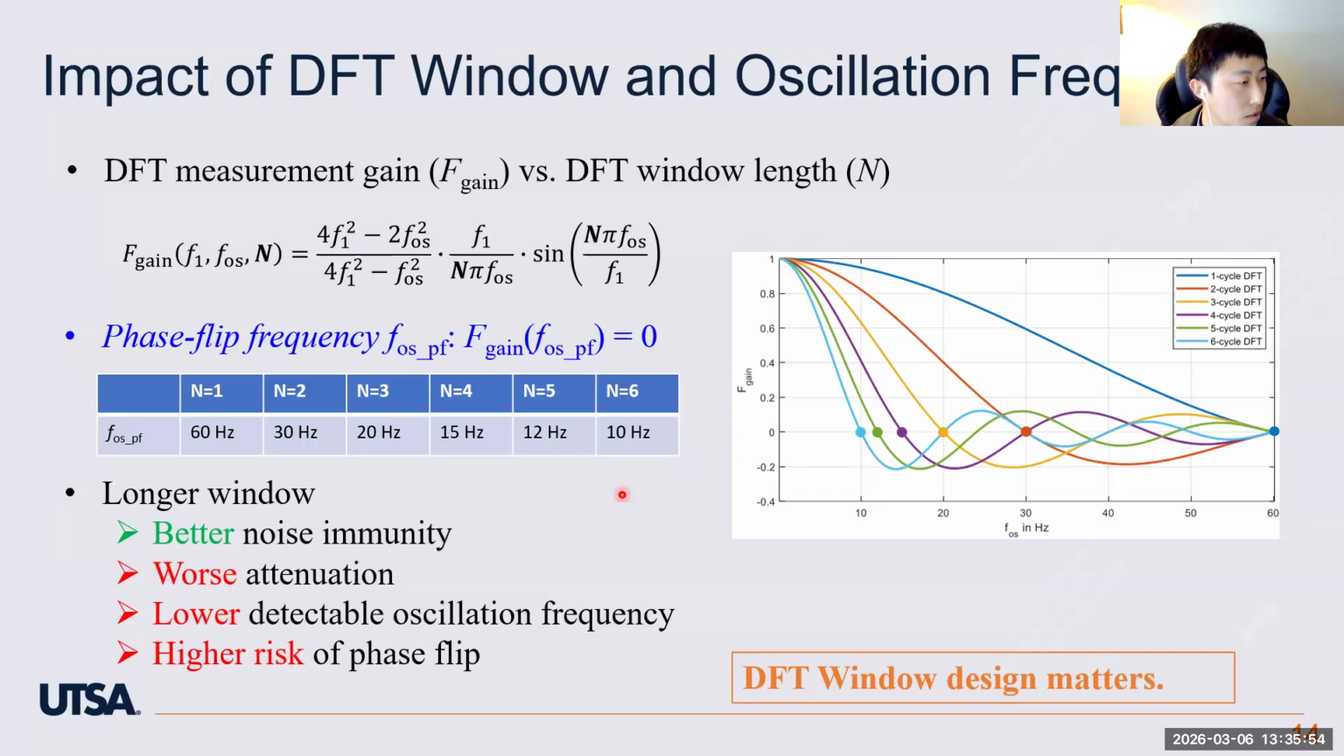So basically a longer DFT window, although we know that it's usually for better noise resistance, but at the same time, it can increase the attenuation in the estimated phasor. It will lower the detectable oscillation frequency. It will result in a higher risk of phase flip. So basically, the DFT window length design matters. Now here we introduce the new concept called phase flip frequency, which is at this frequency, the f-gain function will become 0.